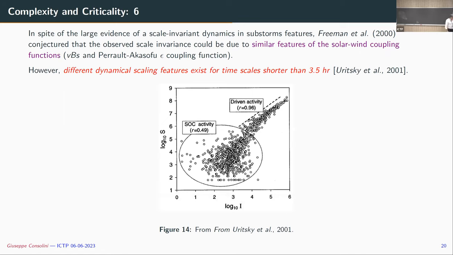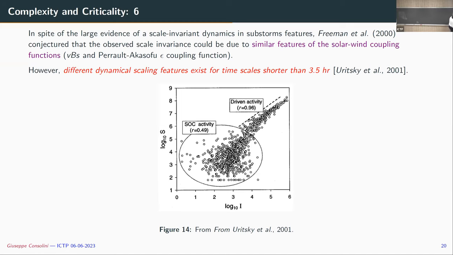Freeman in 2000 said, okay, but I can find similar results in a turbulent medium such as the solar wind. So what we are observing is essentially the same behavior that you have outside. But the situation is not so simple, because if you look at the timing of these events, they are not correlated one-to-one. So the behavior could be similar, but we have different timing.